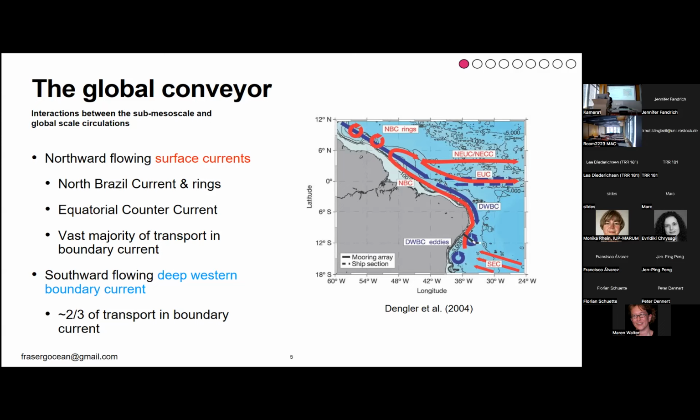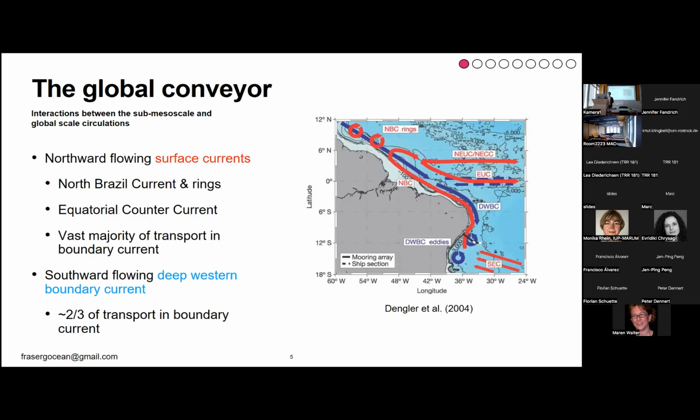Yeah, so the vast majority of AMOC transport occurs in this boundary current. Around 80% of the AMOC's cross-equatorial surface transport occurs in this narrow boundary current. And similarly below it, we've got this deep western boundary current, and we can see this also breaks up into eddies after it's crossed the equator, and around 2/3 of the AMOC's transport occurs in this deep western boundary current.